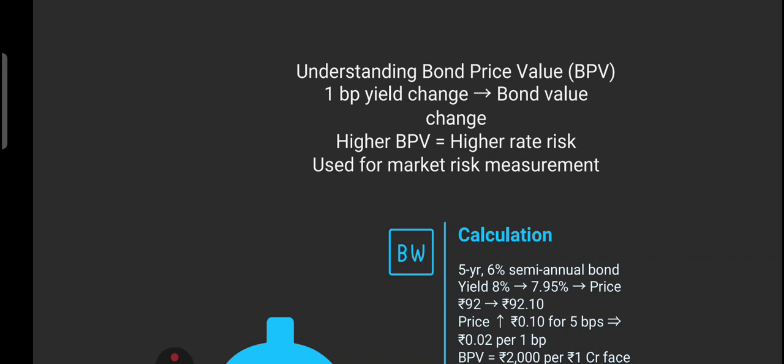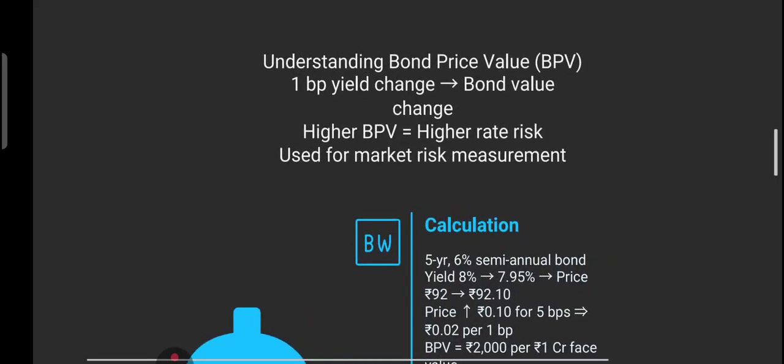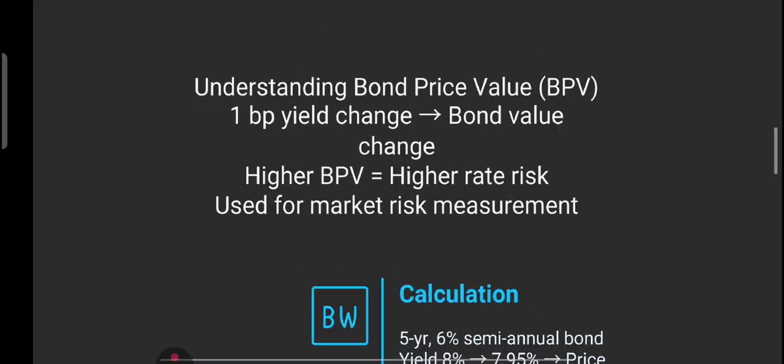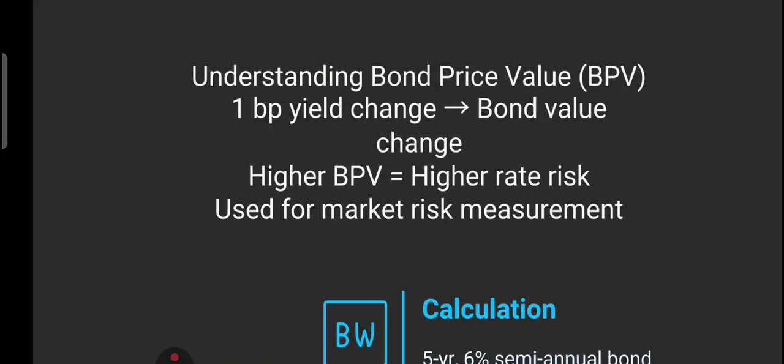Today we are talking about one of the most important tools in market risk measurement, that is called bond price value or BPV. So what is BPV? Here you can understand. BPV tells us how much the price of a bond changes when the interest rate changes by just 1 basis point. Try to understand. Interest rate is changing by 1 basis point, that is 0.01%. How much will the bond price change?